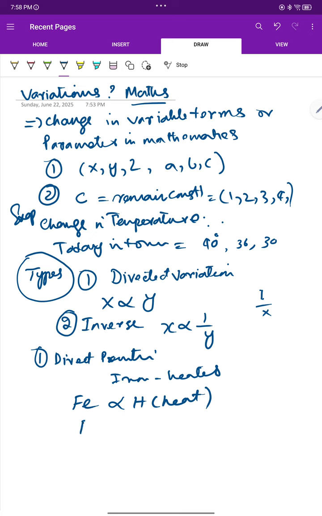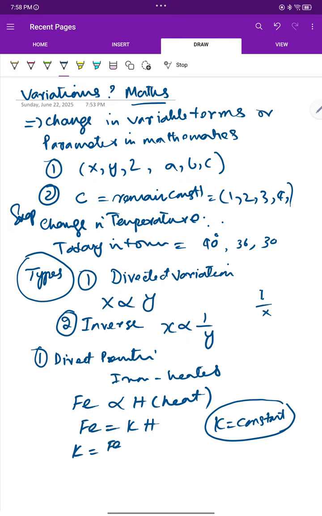But what we do is, there is always a constant. We put the constant k with h, where k is constant. It's not changing. Let's say energy: if you are heating, energy from one form is changed to another form. So you find k as the melting of iron divided by the heat. This is how we do it in mathematics, where k is constant.